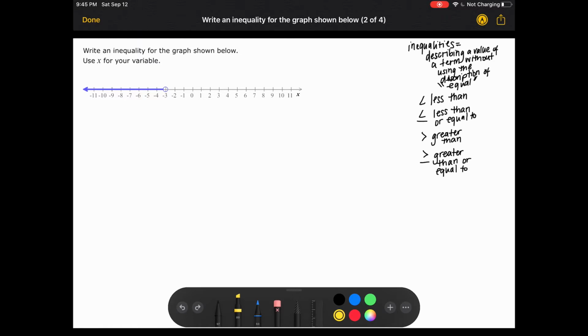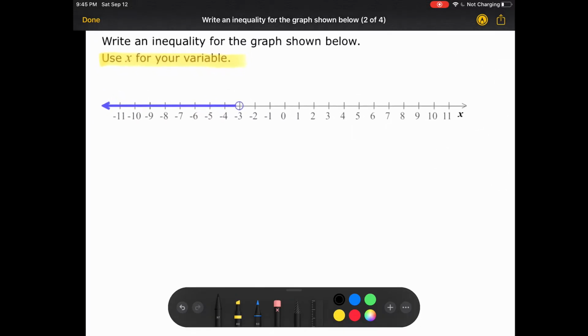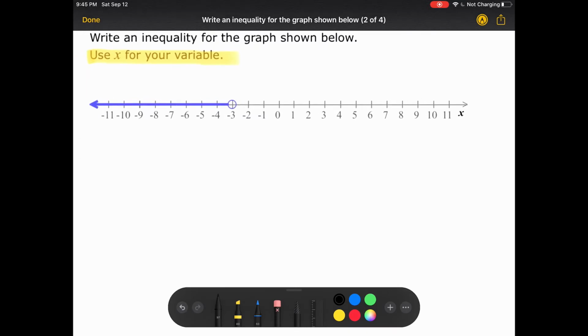So the question states, write an inequality for the graph shown below. Use x as your variable. I'm going to highlight that because a lot of people forget that. Once I'm looking at this graph, I see -3 with this open dot right here, and then the line going to the left.